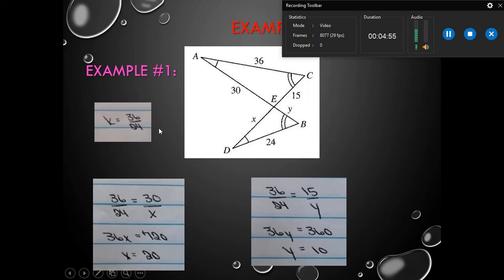If you look at the value of 20 here at x, it corresponds with 30. 30 over 20 reduces to 3 to 2. And then 15 over 10 for y is 3 to 2. So you can see that that scale factor is constant all the way around.